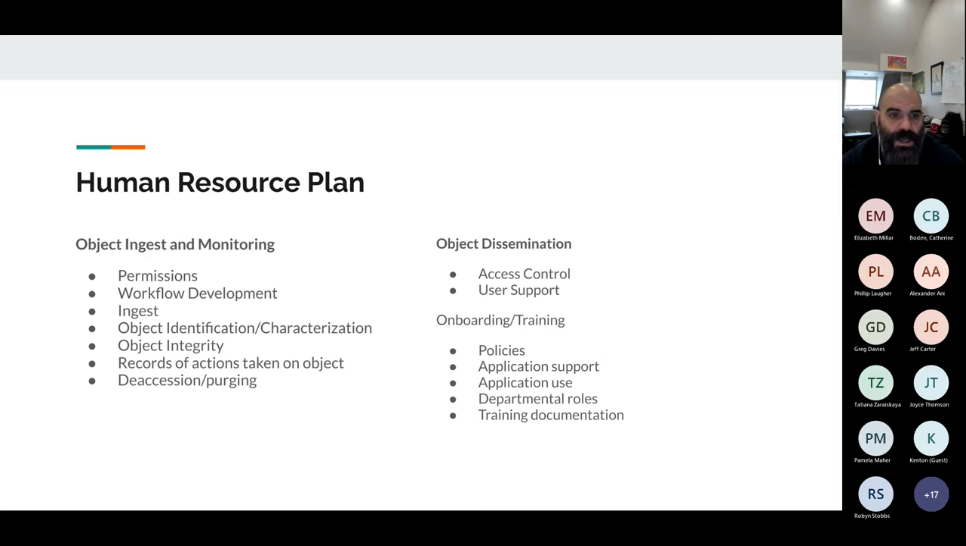And then getting them into the system. Who has permissions to do this? Who is responsible for creating the workflow around this? Who's responsible for actually doing the ingest? Who is responsible for the object identification and characterization, the integrity, like the fixity on those, and records of actions taken on objects? That's thinking about the premise side of things. And then who's responsible for getting things out of there, like deaccessioning or purging them. Finally, the last two categories of tasks were on the object dissemination side: access control, who's responsible for user support, and then onboarding and training, so who's responsible for writing policies around this, application support, application use, figuring out departmental roles, and then writing training documentation.